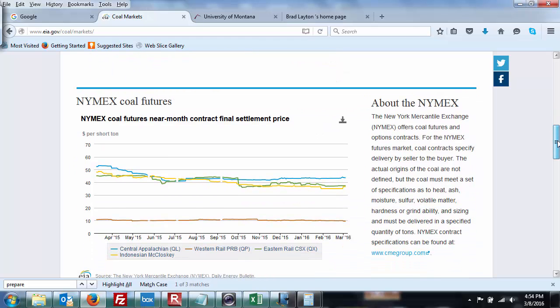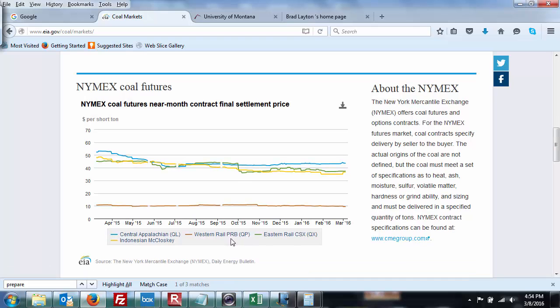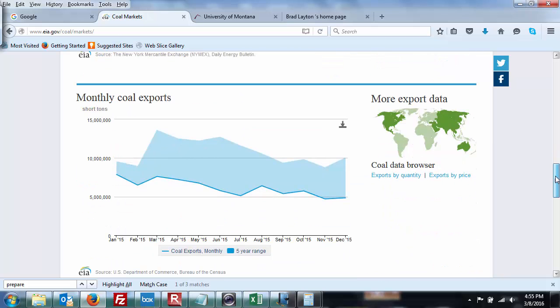Now, dollars per short ton. Western Rail, there we are, giving it away. Yeah, that's on the bottom. Okay, so I used to give people some credit, but not anymore. That is weird. I had not seen that before just now. I hope someone can explain that to me.